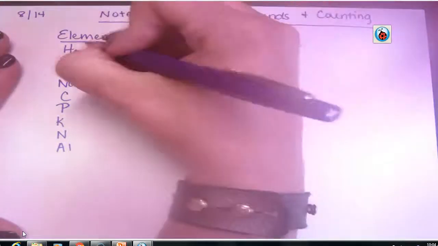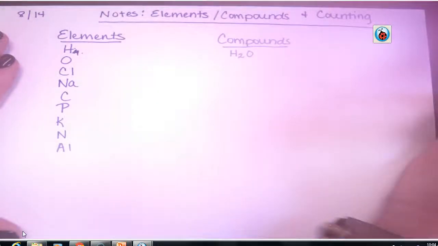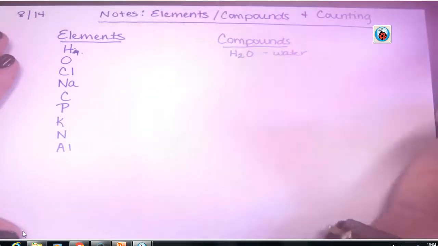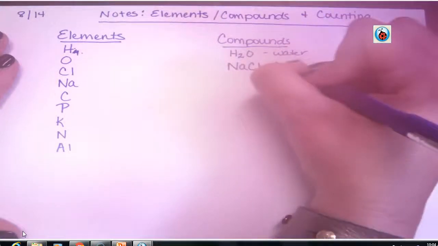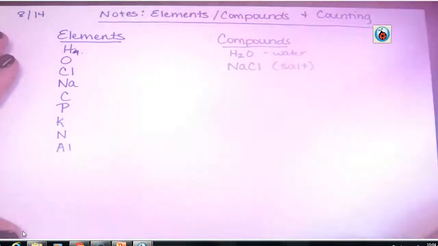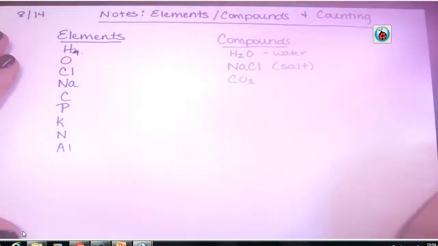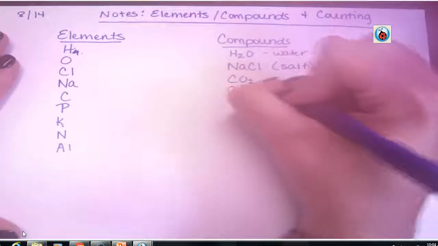For example, if I take H and O, I have H2O, we know is water. That one you definitely need to know. Another one you need to be familiar with is NaCl, and that is salt, also known as sodium chloride. CO2 is carbon monoxide. You need to know that. Excuse me, carbon dioxide. You need to know that. CO is carbon monoxide. I can write that for you.